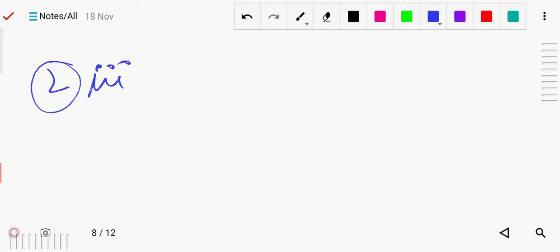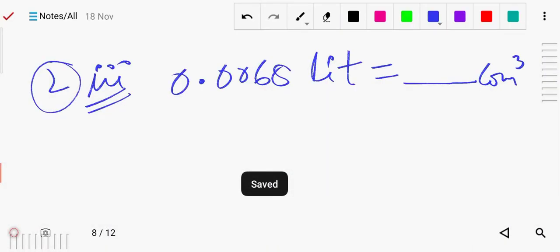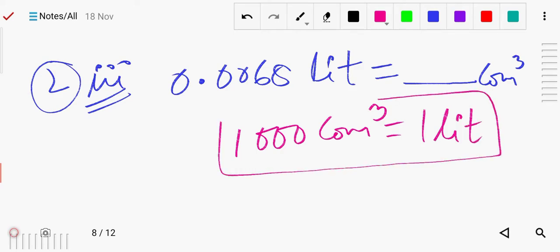Number 3: 0.0068 liter is given. You have to convert it into centimeter cube. We know the relation: 1000 centimeter cube equals 1 liter. Just now we have studied. 1000 centimeter cube means the dimensions will be length 10, breadth 10 and height 10. A container of this dimension can hold 1 liter.